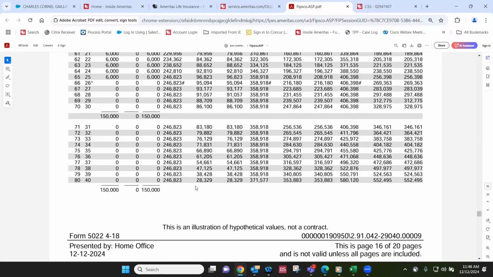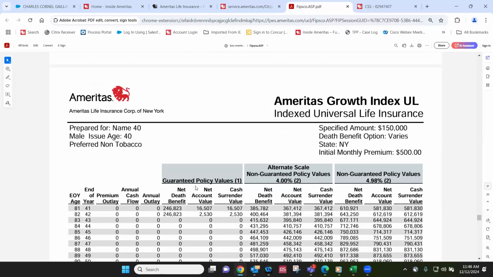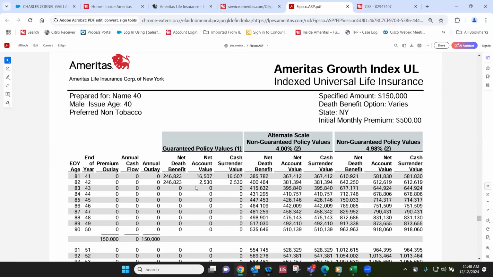So let's see how long we have coverage based off of the premium they're paying. So age 82. As illustrated, this illustration is guaranteed to have coverage to age 82. Does that mean you will have coverage only to 82? Well, there's a lot of things that would have to happen. Like I just said, you'd have to have a 0 each and every year. Is that possible? Yes, but probably not probable.